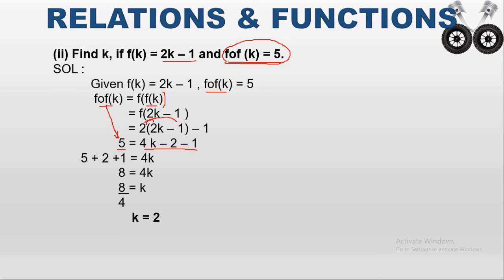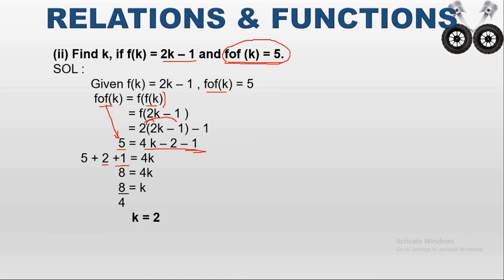So next, bring all the constants together on one side and keep the variable on another side. So the 5 minus 2 in the RHS, whenever it comes to the LHS, it will become plus 2. Minus 1 in the RHS, whenever it comes to the LHS, it will become plus 1. So which is equal to 4k. So 5 plus 2 is 7, 7 plus 1 is 8.